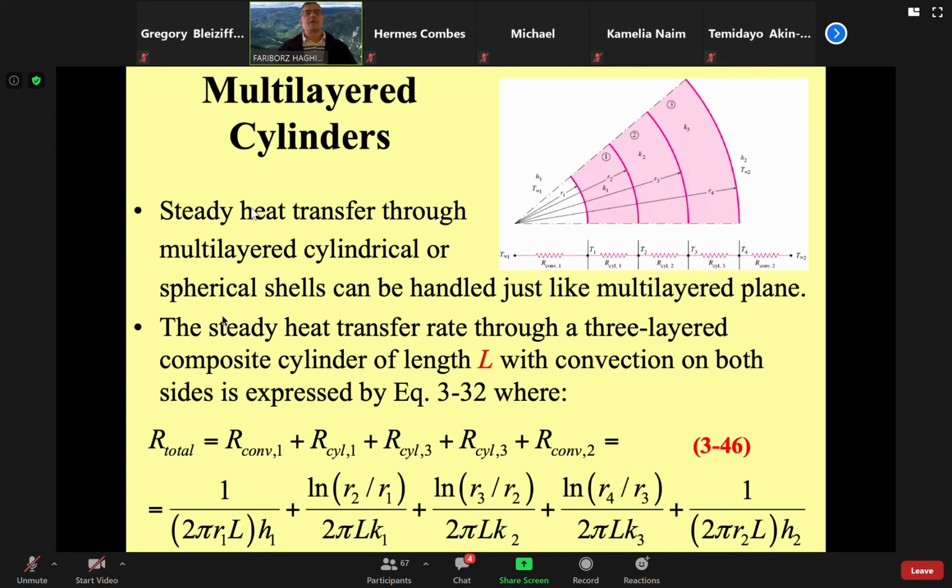Okay. And for spherical, again, it is the same thing. We can apply it for spherical, but we have to extend the equation. These are the equations that we are dealing with. For cylindrical, it is r2 over r1, r3 to r2, r4 to r3, but also here we have the conductivity of material 1, conductivity of material 2, and conductivity of material 3. Okay. Any question?